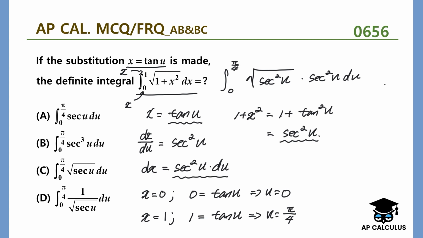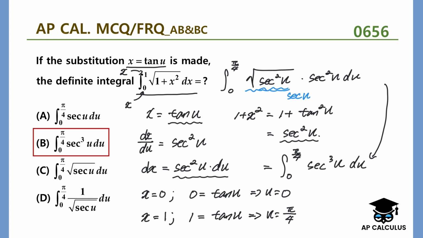So that is equal to the integral from 0 to pi over 4. Here, secant squared, but we have a square root. So all of this expression is just secant u, right? So secant u times secant squared u, that's going to be secant cubed, right? So the answer must be this one, all right?